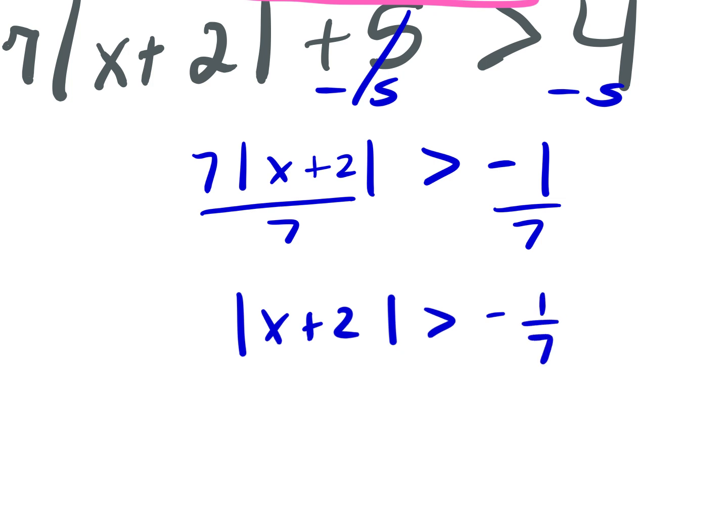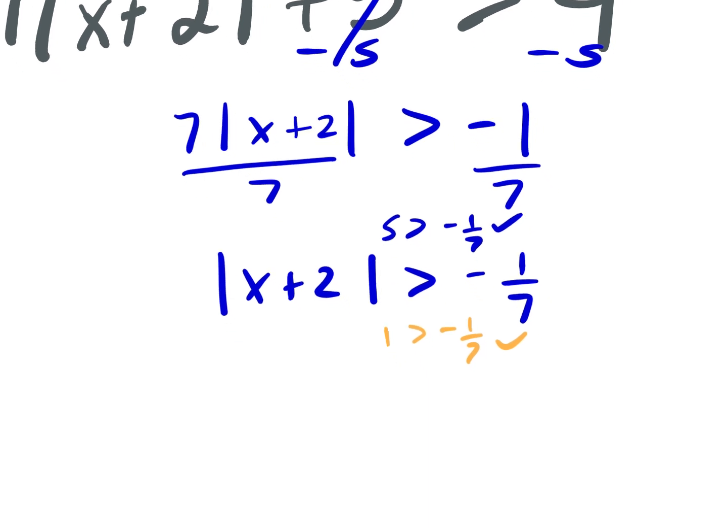Absolute value does what to a number? Makes it positive. So give me a positive number, any positive number. 5. Is 5 greater than negative 1 over 7? Yeah, that's true. Give me another positive number. 1. Is 1 greater than negative 1 over 7? Yeah, that's true too. So any number that we plug in here to x, it's going to change to be positive. Any positive number works here.